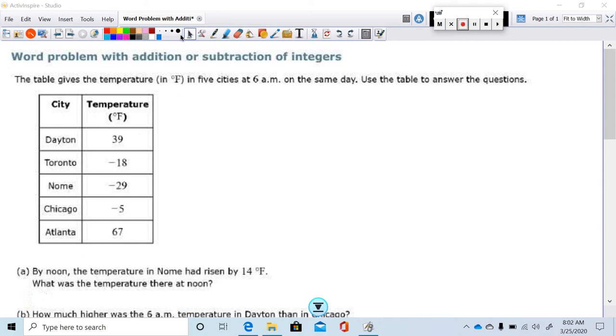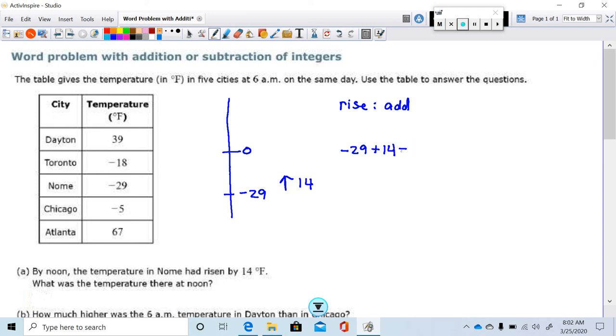Okay, whether it's a temperature or thermometer problem or not, I set all of these up like a thermometer. In other words, 0 would be here in the middle. Nome is negative 29, so that's going to be below 0 somewhere. And it rises 14 degrees. Now, anytime you have rise or risen, it means you're going to add the numbers. So a negative 29 and then a positive 14 is a negative 15. So the temperature is negative 15 degrees Fahrenheit.